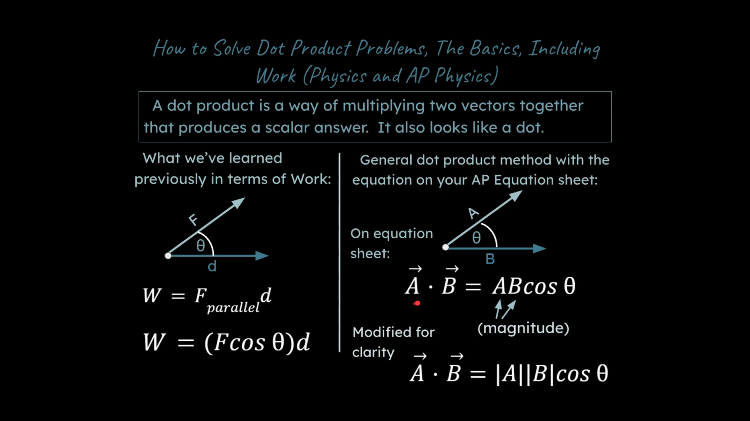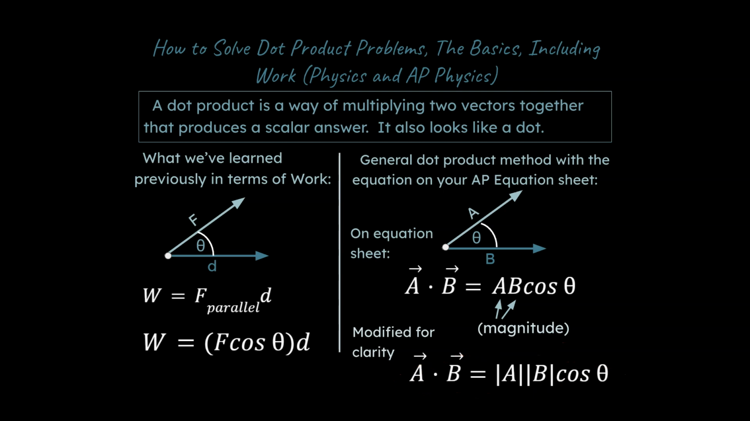And so this is A dot B. So the dot product of vectors A and B would be equal to this, A times B times the cosine of theta. Now I want to be careful, in here, implied in here, we're talking about the magnitudes of these two vectors right here.